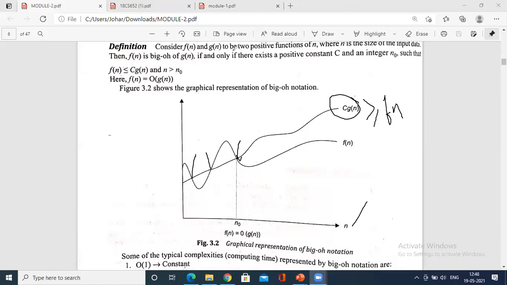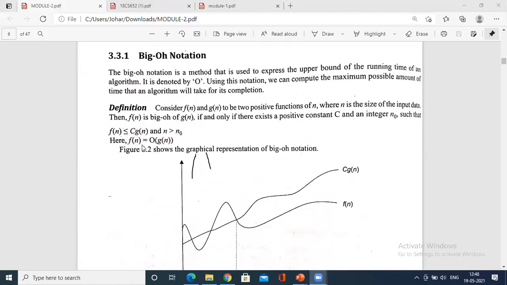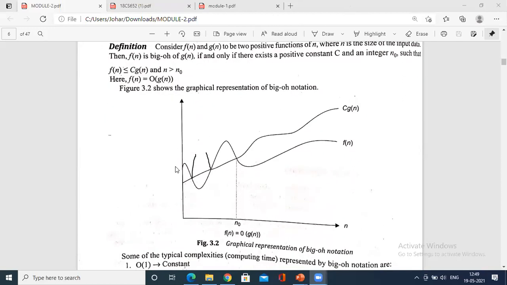Okay. Clear? So what you have is big O of g of n. So you could see c of g of n is greater, no? So let me go with one of the problems.